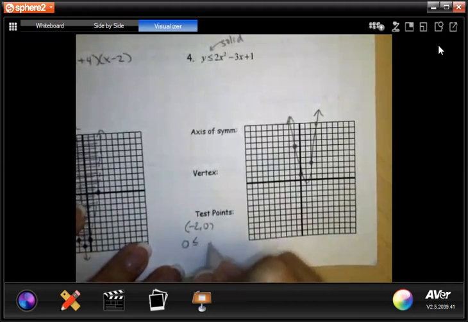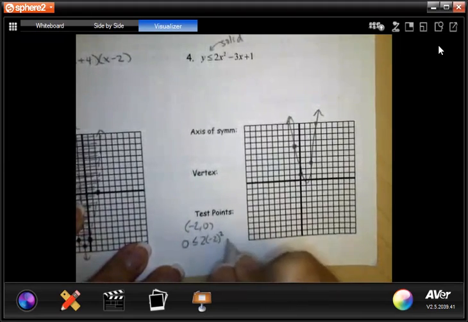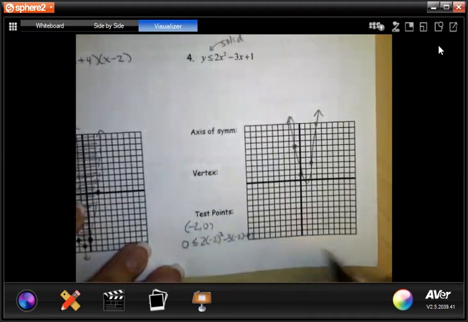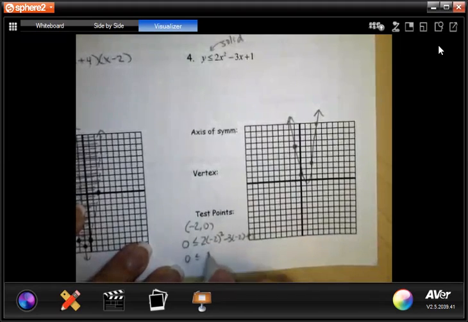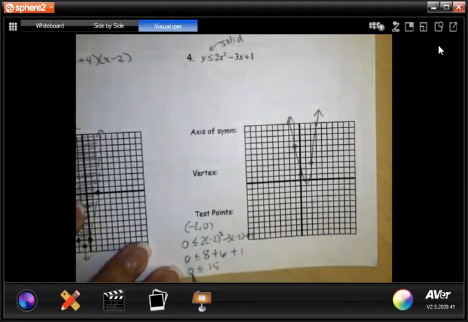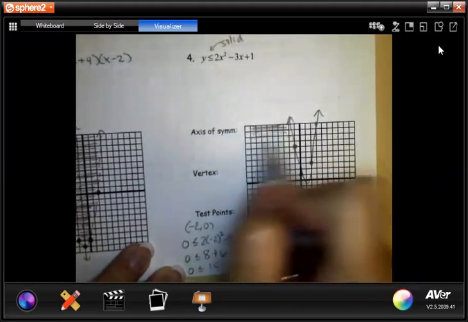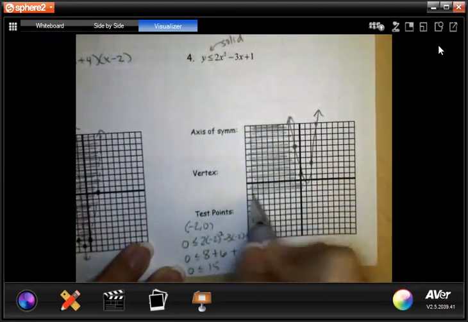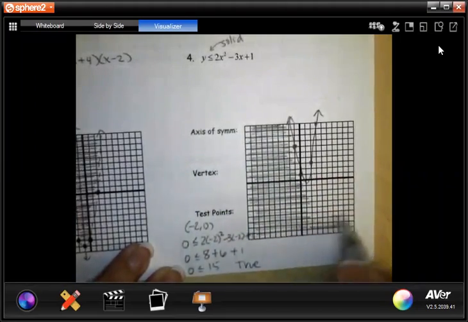I plug in 0 for my y and -2 for my x. And so that gives me 4 is the squared part here, times 2 is 8. -3 times -2 gives me a +6, and then we've got that +1. And so 8 plus 6 is 14, plus 1 is 15. 15 is greater than or equal to 0. That is true. So wherever that point is, that's where my solutions are. And so these are on the outside part. So I would shade the entire outside part.